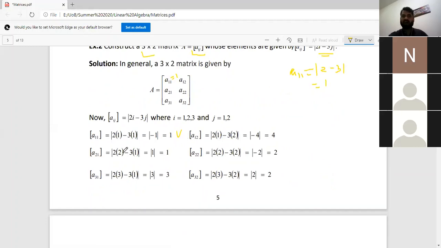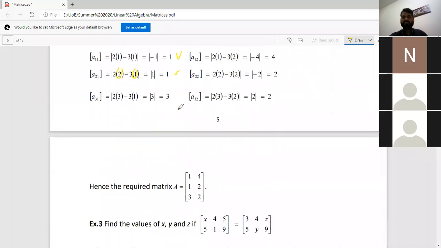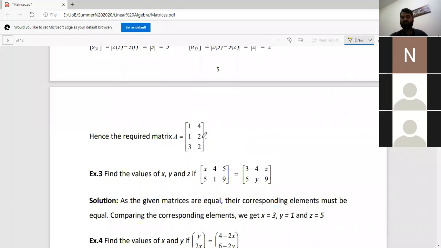A21 means i is 2 and j is 1. So 2i minus 3j will give you 1. That's how we can find all these 6 elements by putting the appropriate i and j. And now you can just put these values here. So this is my matrix: 1, 1, 3, 4, 2, 2.